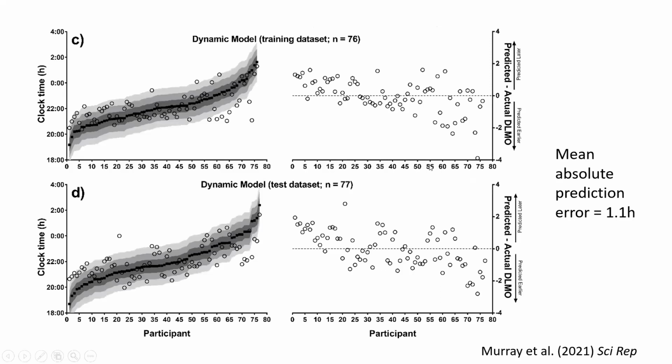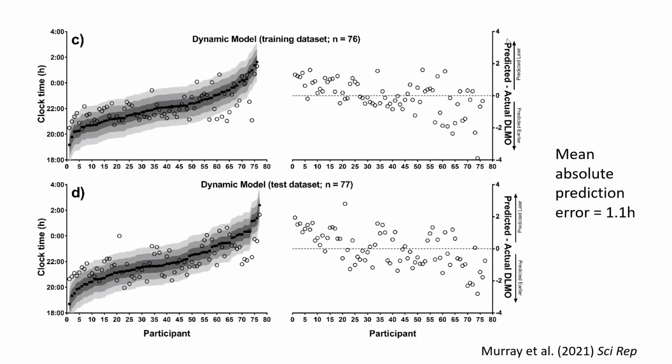What we did with this one when we allowed some of the model's parameters to be trained, basically on half of the data set, and then make predictions on the other half of the test data set, we found that the mean absolute prediction error was similar to what we were finding in shift workers before, about 1.1 hours in this case.